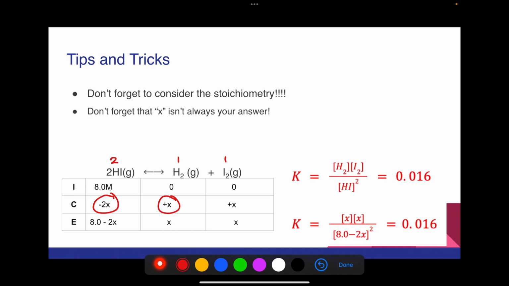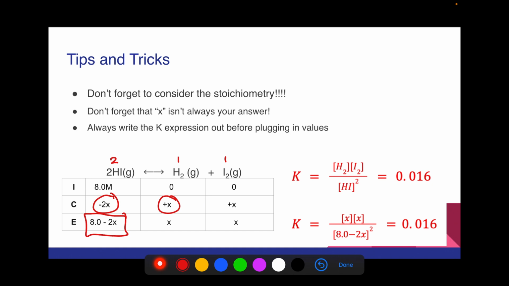Also, don't forget that X isn't always your answer. As we saw in the previous example, we had to go back and actually plug X into the expressions to solve for the concentrations, which is what the question asked for. And finally, always write out the K expression before you begin plugging values into it. I know it's tedious and it's often a step people want to skip, but when you skip that step, it's easy to forget about things like the exponents in the expression.